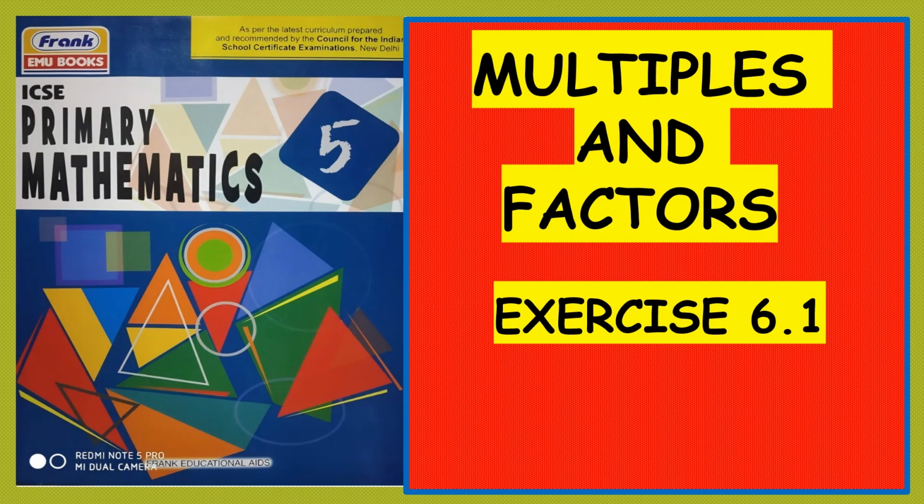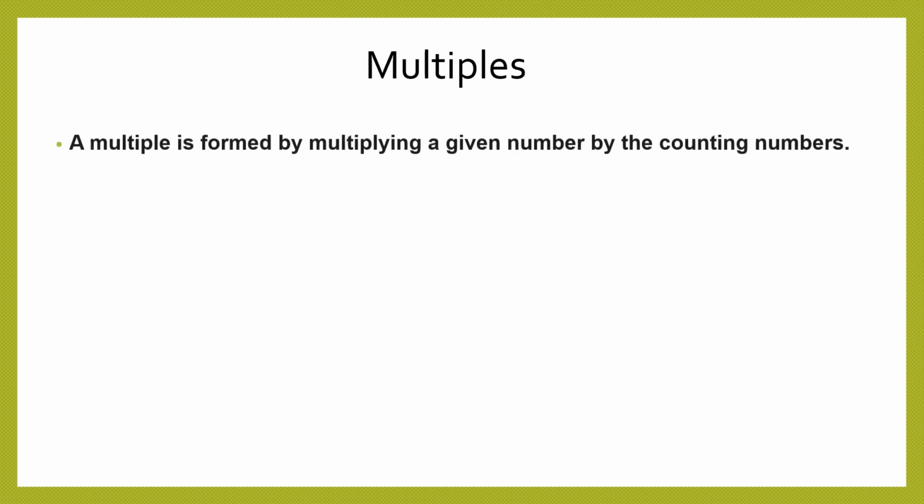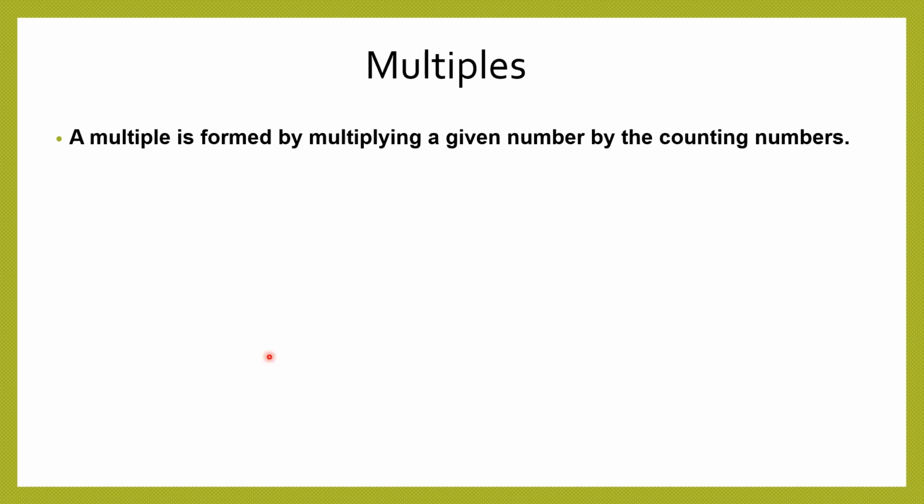Let's do multiples and factors exercise 6.1. In this chapter, we're going to study about multiples and factors. Now, what are multiples? A multiple is formed by multiplying a given number by counting numbers. Now, what are counting numbers? All numbers that begin from 1 are called counting numbers.